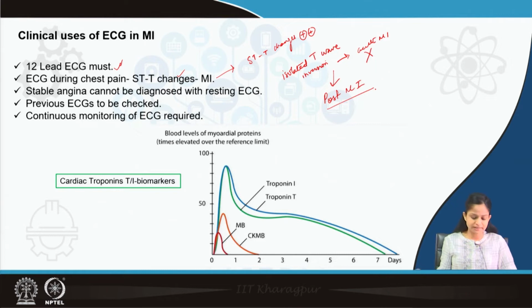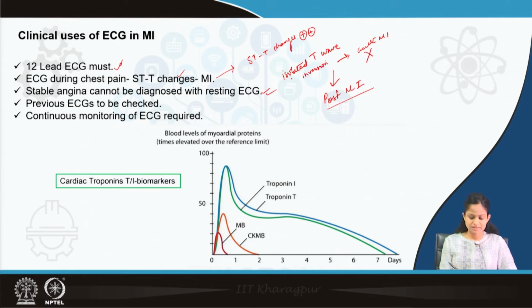Stable angina cannot be diagnosed with a resting ECG, because for stable angina you have to ask the person to do an exercise stress test, like a treadmill test, and we have to check the previous ECGs also. Continuous monitoring of ECG is required.